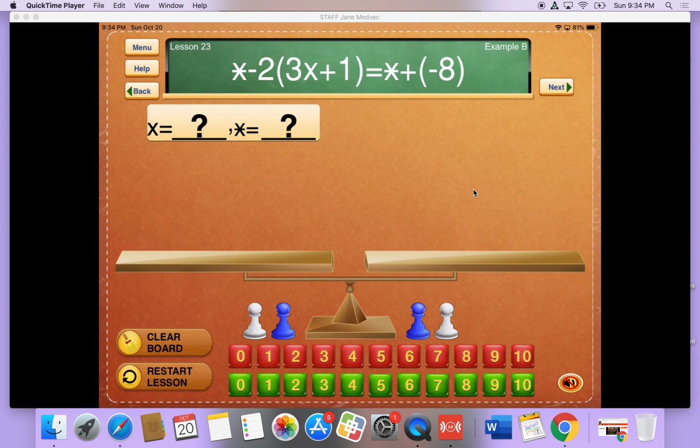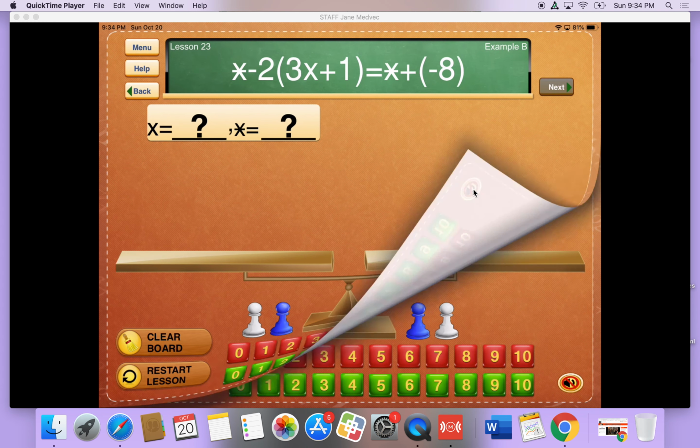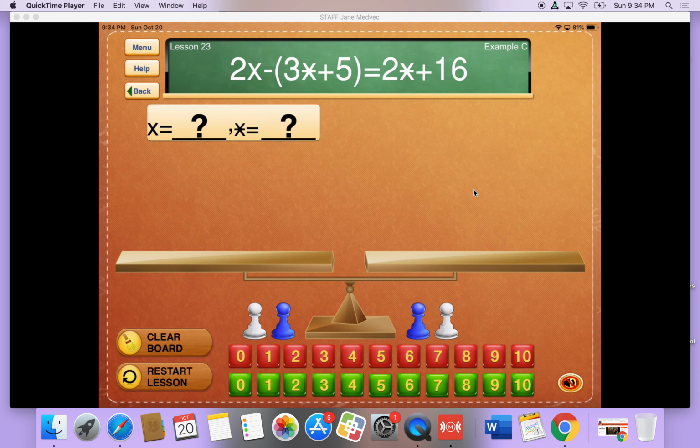What we're going to do, we're going to do lesson 23 of Hands-On Equations. You're going to notice that we're going to start with example B, and then we're going to go on and do example 3. And I'll be doing these in Notability, so please make sure you follow along with your notes.